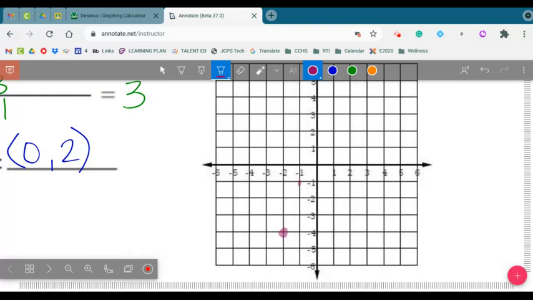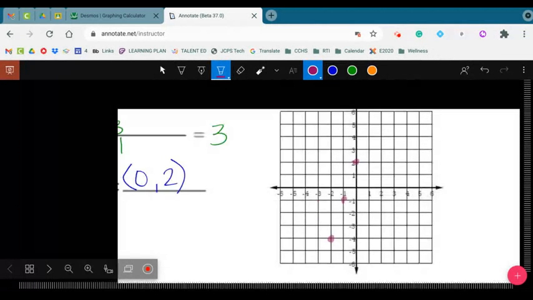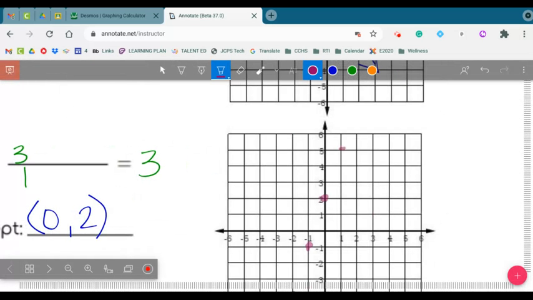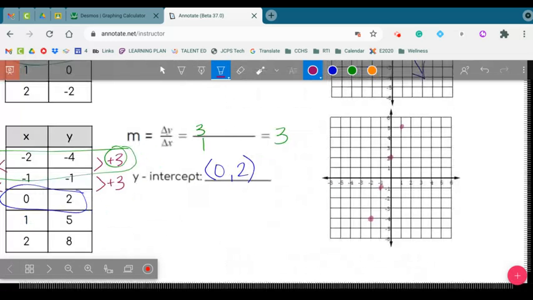-1, -1. 0, 2. 1, 5. 2, 8 is going to be off of our graph, so we're not going to graph it. We already have 4 points on here, so we should be good anyways. Okay, so then you draw your line. Make sure you have arrows on the end of your line.